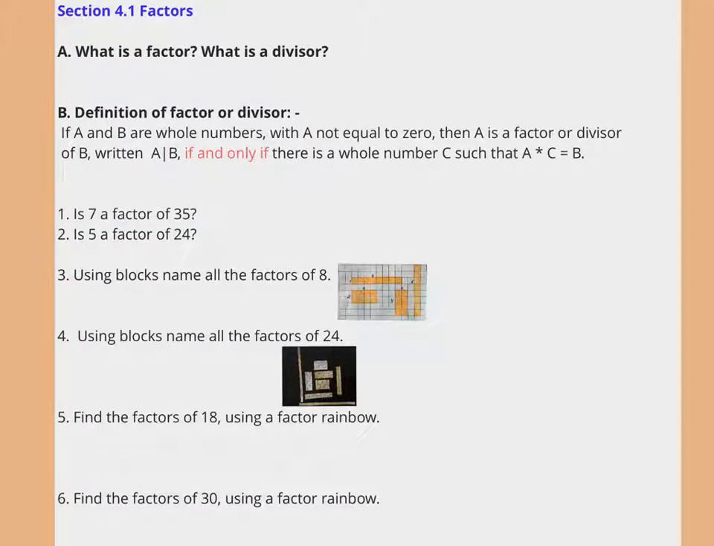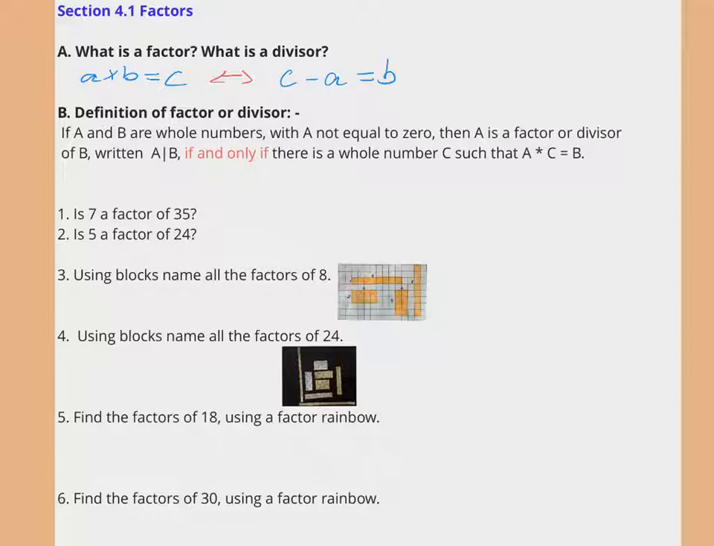In section 4.1, we're going to take a look at factors. First off, what is a factor? What is a divisor? If we take a look at our multiplication problem, A times B equaling C, and then the division problem that goes along with that, that division problem would be C divided by A is equal to B.